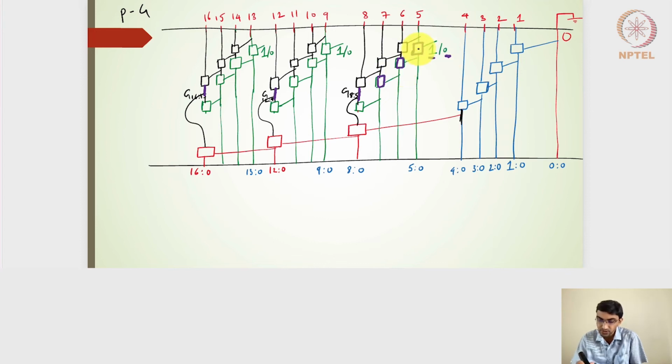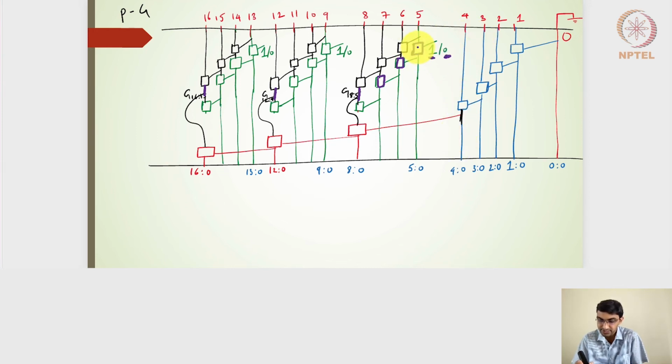Right, so 1 and 0, and it creates G5:0, G6:0, G7:0, G8:0. But because the input is already provided, this is basically G5:0, 6:0, 7:0, 8:0. Right, and these will be utilized to generate the sum. Because I'm assuming the carry input to be 1 or 0, it need not wait for G4:0.